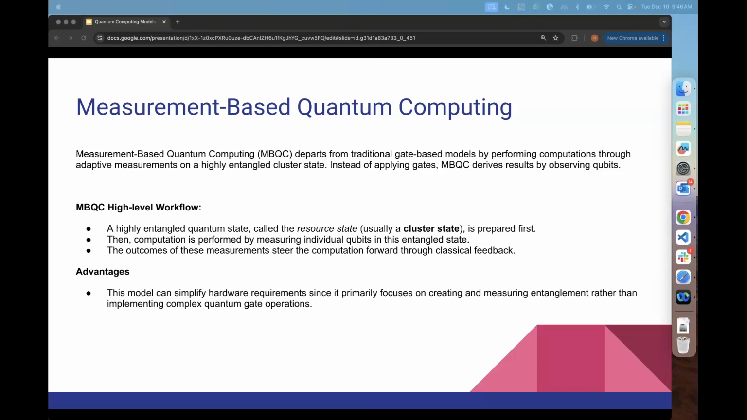So you can think of it like setting up a chessboard. You arrange all the pieces before you begin playing. And once the game starts, each move, which is a measurement in measurement-based quantum computing, will determine the subsequent steps here.